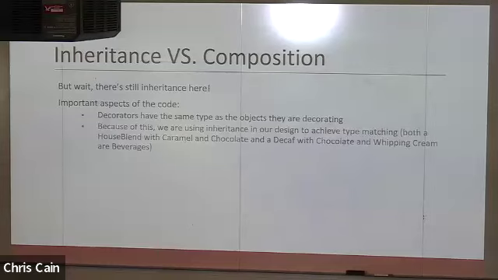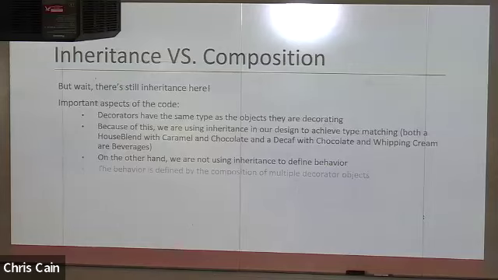So this is a little bit strange: the house blend with caramel and chocolate and a decaf with chocolate and whipping cream, both of those are beverage objects. But we're using inheritance to define our behavior. The behavior that we end up defining is just a composition of these decorator objects. So a decorator is composed of another decorator, is composed of another decorator, is composed of a base object. That's what ends up happening.